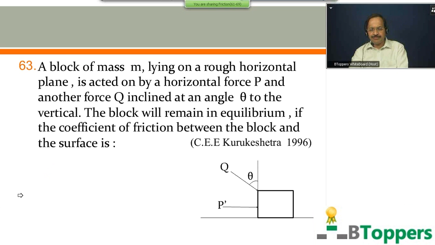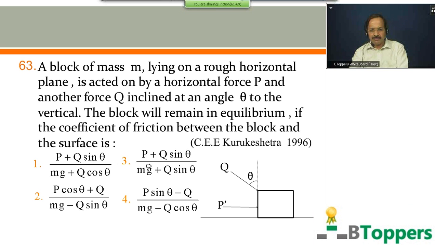See question number 63. A block of mass m lying on a rough horizontal plane is acted on by a horizontal force P and another force of magnitude Q inclined at an angle theta to the vertical. The block will remain in equilibrium if the coefficient of friction between the block and the surface is... You are given 4 options on the screen. Come on. Copy the diagram and try this question yourself.